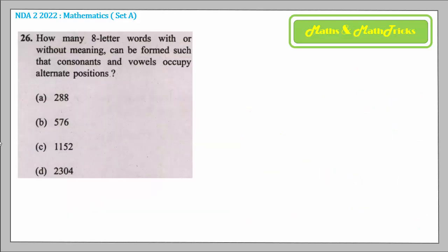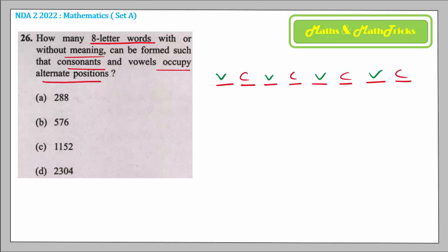Coming on to the next question for the same paragraph. Now they say how many 8-letter words, with or without meaning, you can form such that consonants and vowels occupy alternate positions. Now 8-letter words only you are forming. Make a note, 8-letter words you are forming. But the condition is that the 4 consonants and 4 vowels which you already have in the given word have to occupy alternate positions. So what you can do is first of all place the vowels. Obviously they will occupy 4 places, and the remaining places you can place consonants.